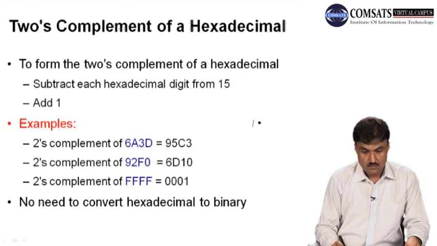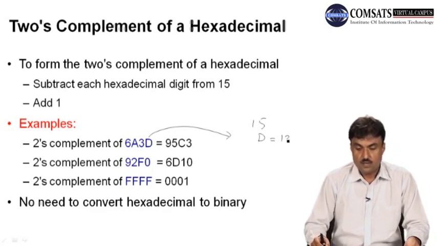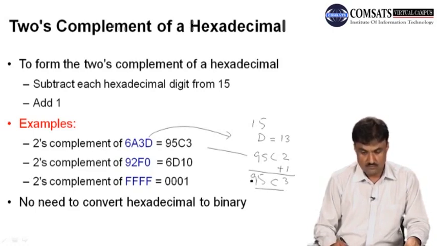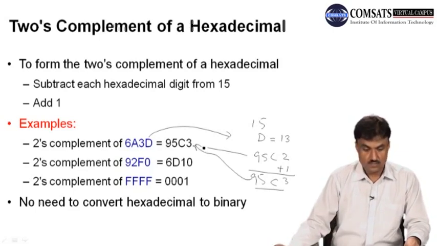Let me show it with 6A3D. D is equivalent to 13. If we subtract 13 from 15, we get 2. Then if we subtract 3 from 15, we get C. Then if we subtract A from 15, we get 5, because A is equivalent to 10. And if we subtract 6, we get 9. Then if we add 1, it will be 3C5A and so on. In a similar way, this is the 2's complement representation of a hexadecimal number.